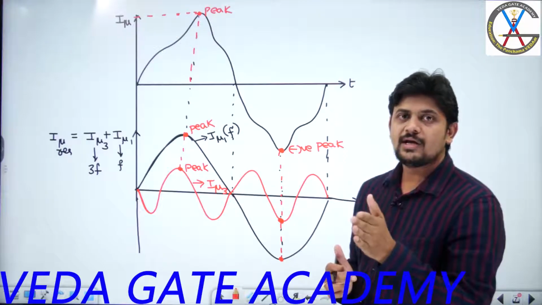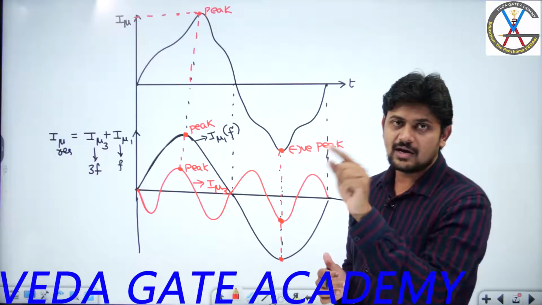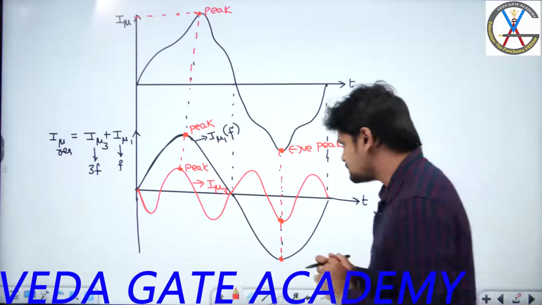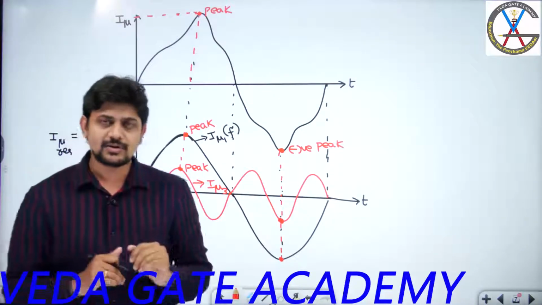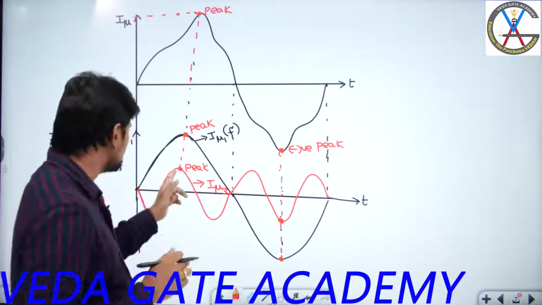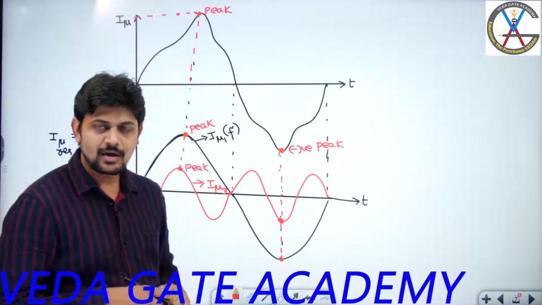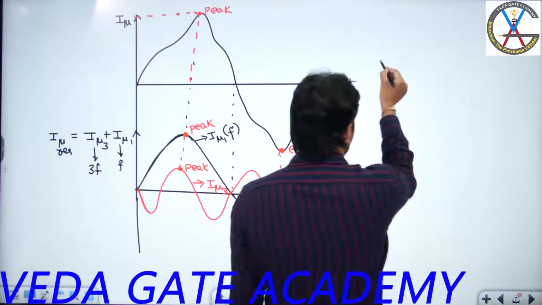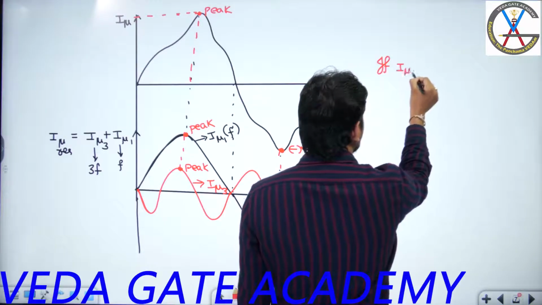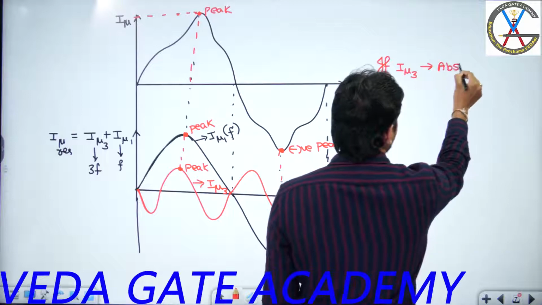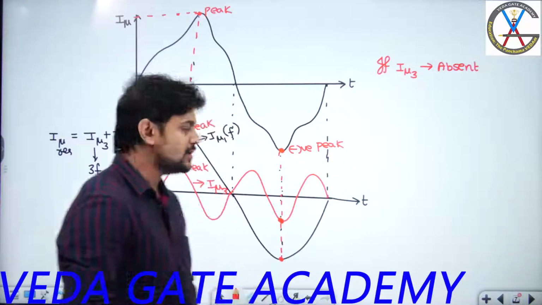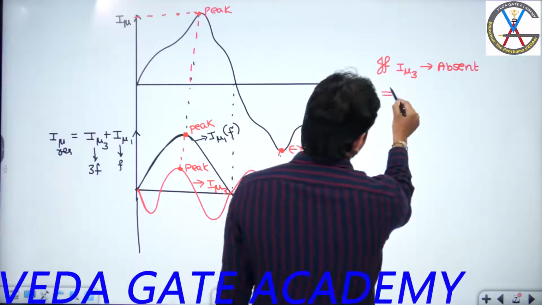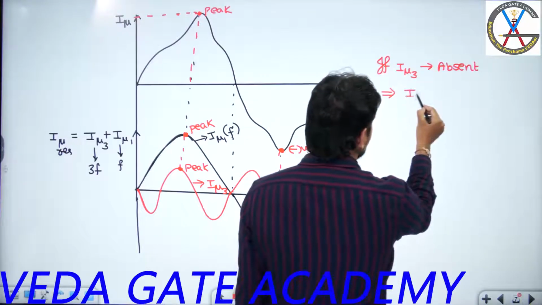So this is a brief idea about the nonlinear effect. In a practical transformer, the magnetizing current is a non-sinusoidal peaky waveform. Now my question is: first, assume that the transformer is not allowing this third harmonic component of current. If the third harmonic component of current is absent, then what will happen? What shape of I mu are you going to get?